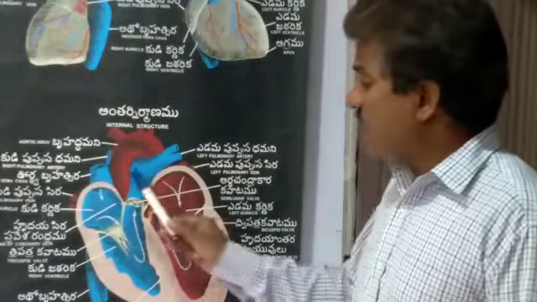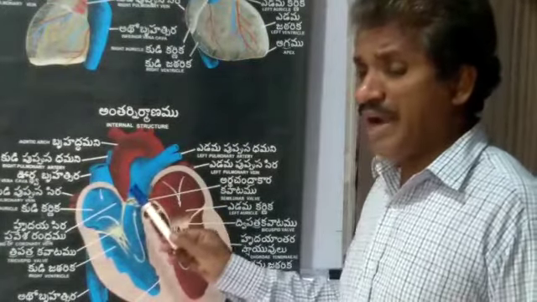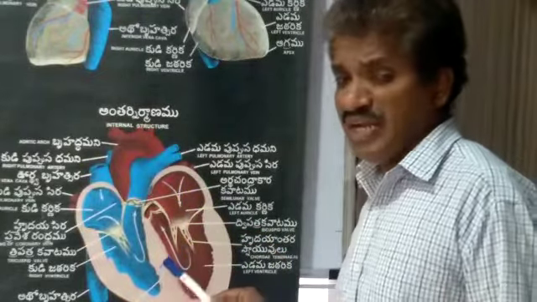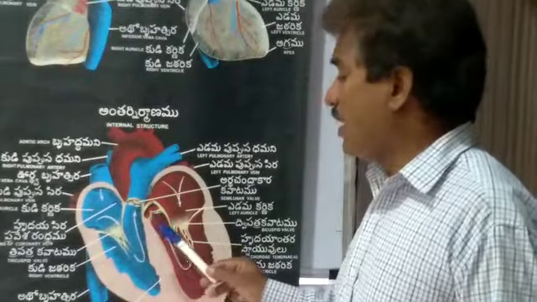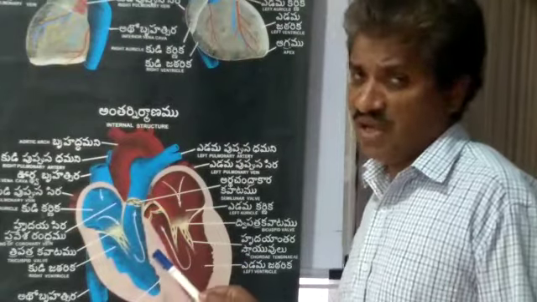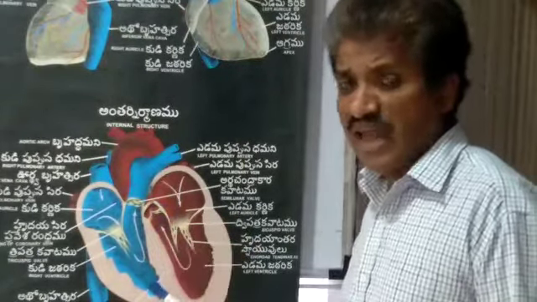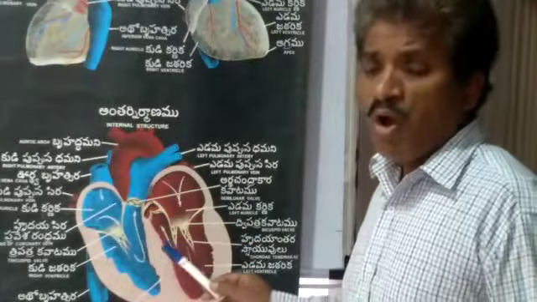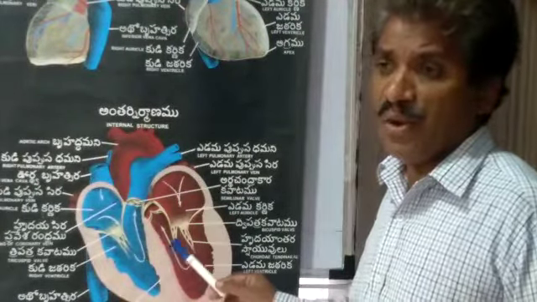Then atria are refilled with blood and ready to pump the blood into ventricles. The sequential events cyclically repeated in the heart are called the cardiac cycle, children. In the cardiac cycle, two phases are there. The active phase is the systole and the resting phase is the diastole, children. Children, I hope now you understand the cardiac cycle in human beings.